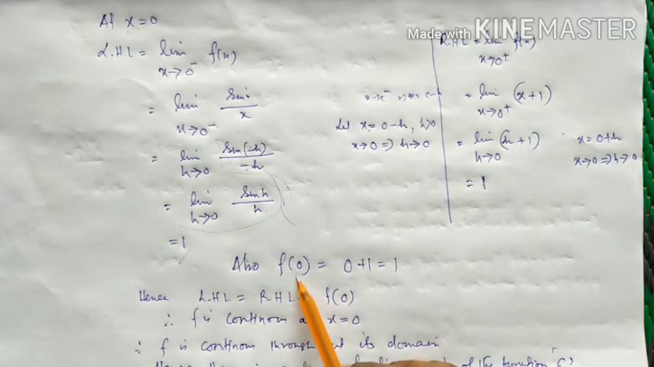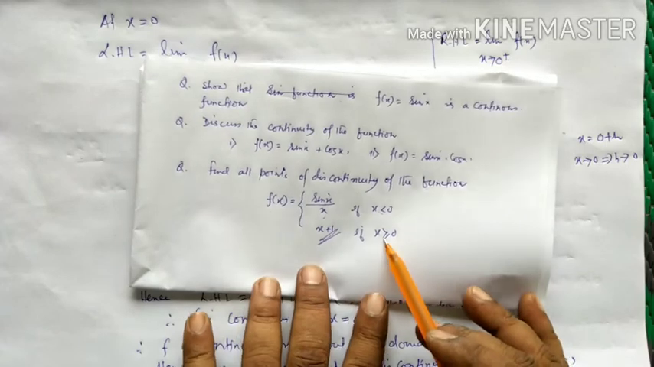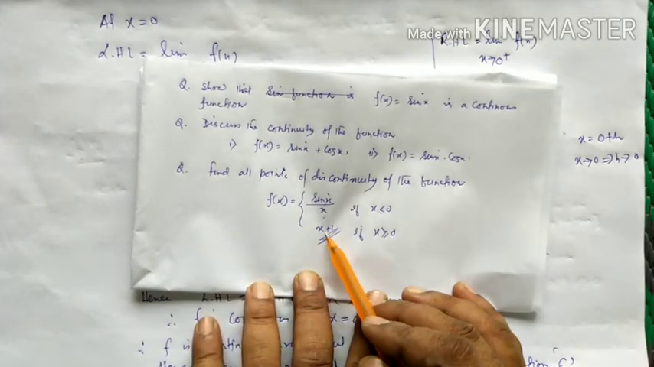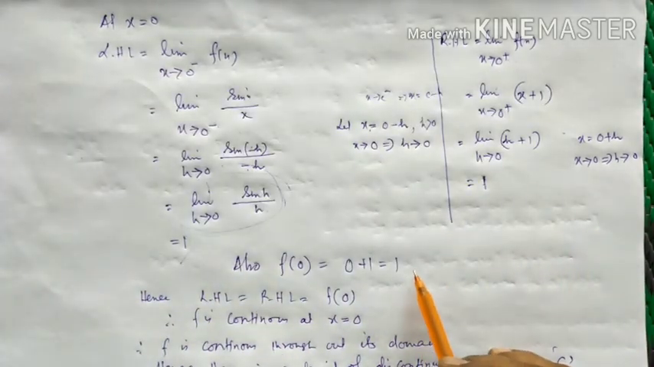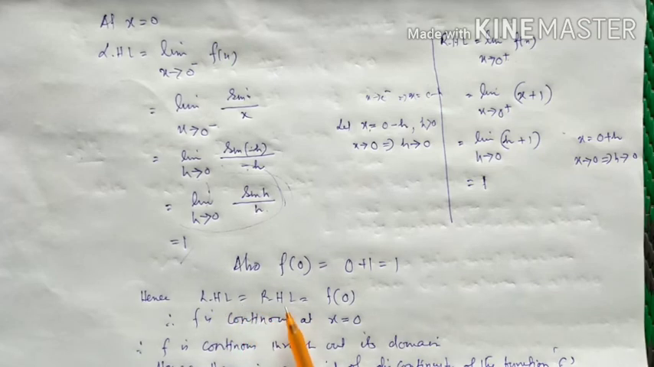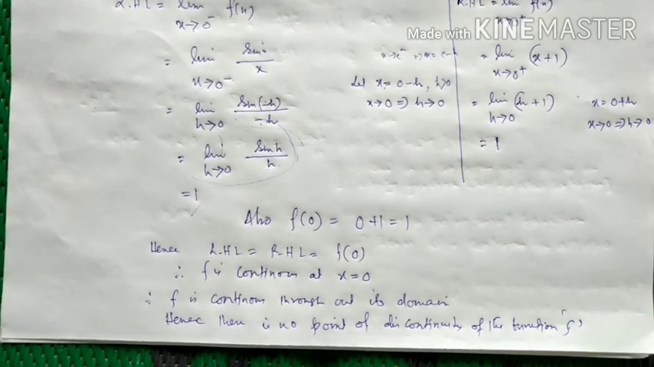Then also the functional value f(0) is equal to what? You know that when x is equal to 0, f(x) is equal to x plus 1. So f(0) is equal to 0 plus 1, and ultimately you get 1. So finally what do we get? Left hand limit is equal to right hand limit is equal to f(0). That means f is continuous at x equal to 0. Since in all the cases the function is continuous, the function is continuous throughout its domain, and hence there is no point of discontinuity. Since the function is continuous at every point, there is no point of discontinuity.